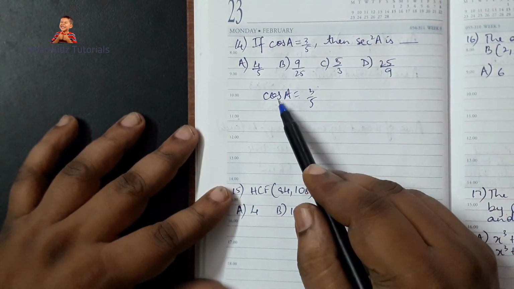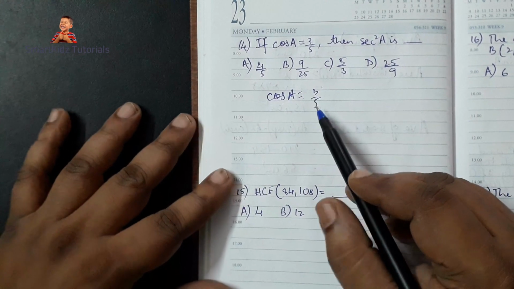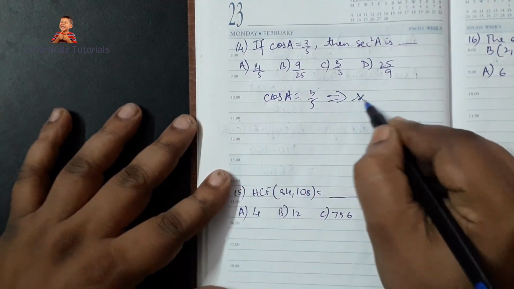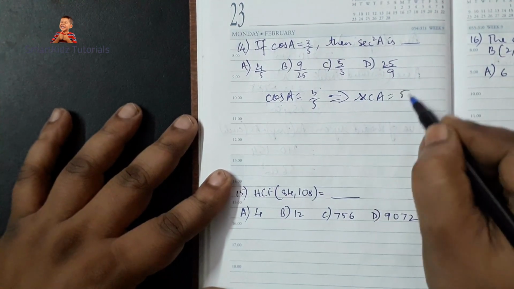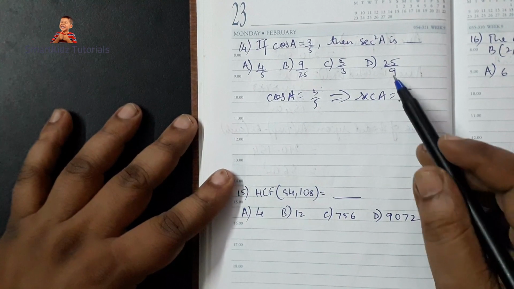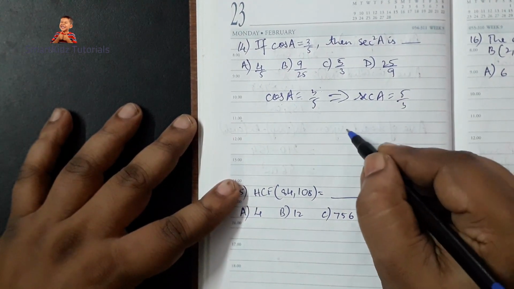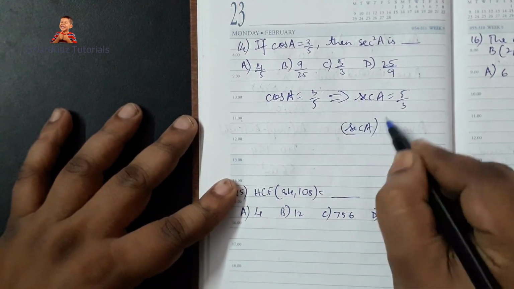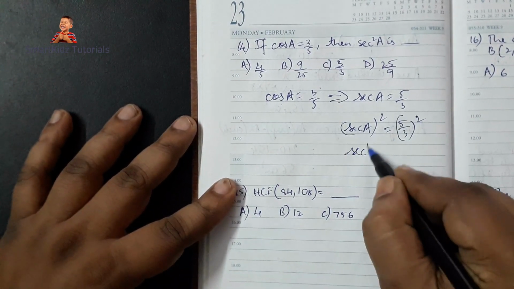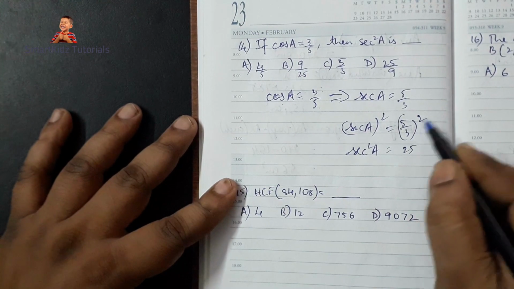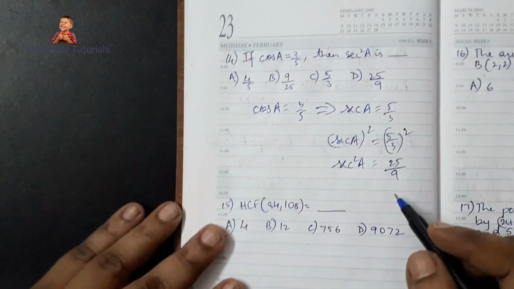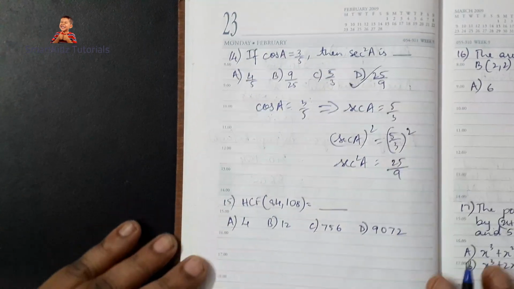The relationship between cos A and sec A is that they are reciprocal of each other. So if cos A is 3 upon 5, we can write sec A equal to 5 upon 3. And now we need sec square A. So we square on both the sides, and we get sec square A equal to 25 upon 9, since 5 square is 25 and 3 square is 9. And that means D is our correct option.